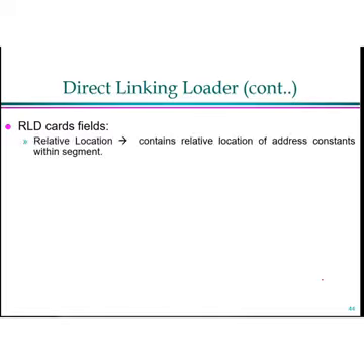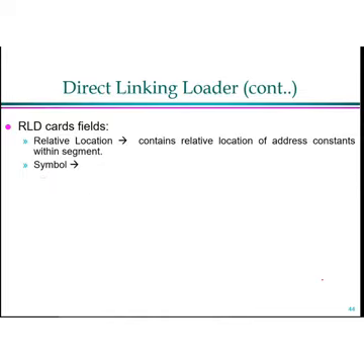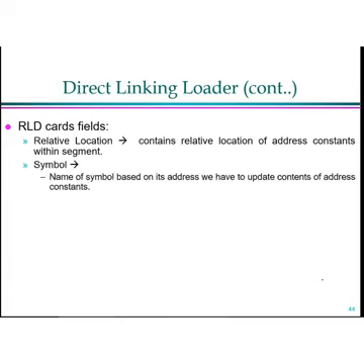So the RLD card is filled with relative locations. It contains the address of that constant within the segment, or you can say the location counter value. Symbol is the name of a symbol. Now please look here. Relative location is the location which we are going to adjust. The location that has to be relocated is given by the relative location. And the symbol is the name of the symbol on which your address is dependent. Okay. So this relative location that you are going to update, its address will be adjusted with the value of the given symbol. Okay. So please try to understand.